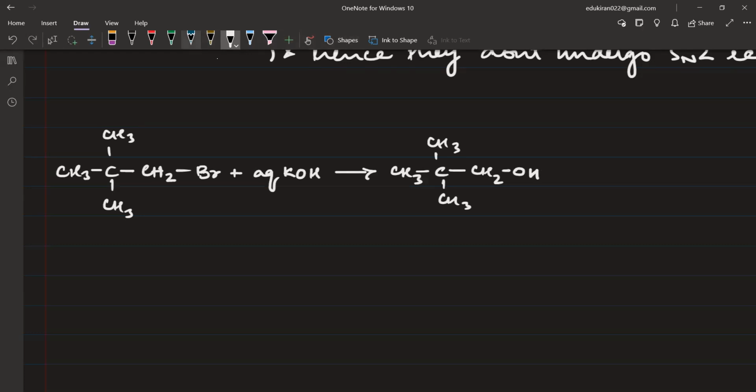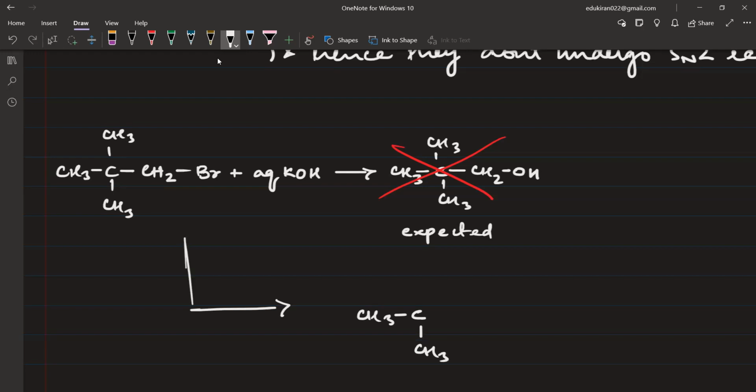But we don't get this product. This product was expected. The actual product that we get is something different and which looks like CH3. Then we have a carbon atom like this. This is CH3, the CH2, and the OH attaches here, and we see that one of the CH3 shifts to the CH2 carbon here. So this is the actual product that we are getting.